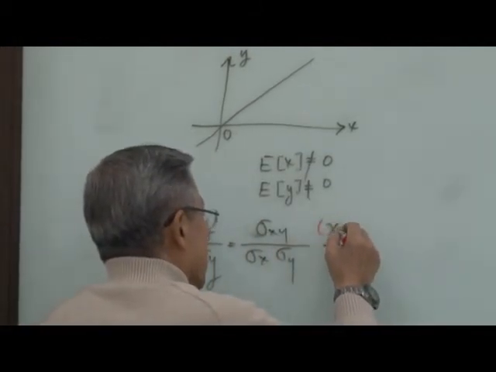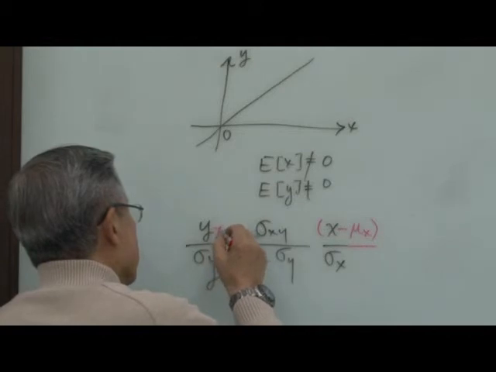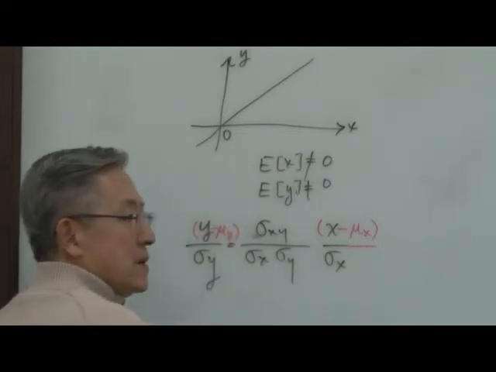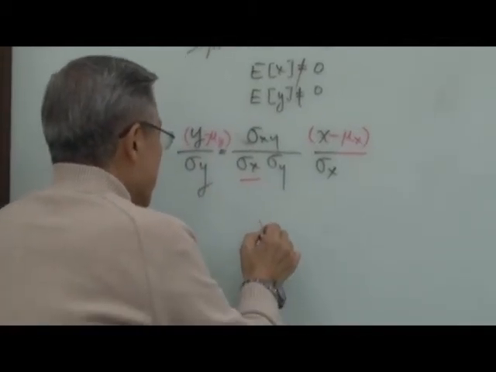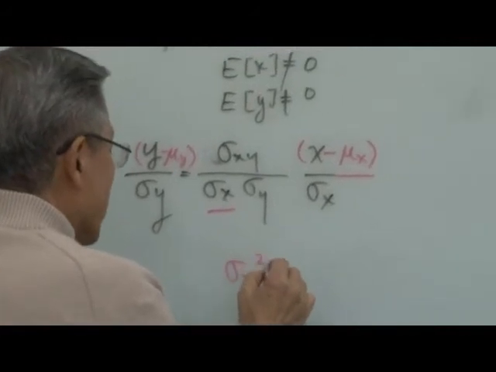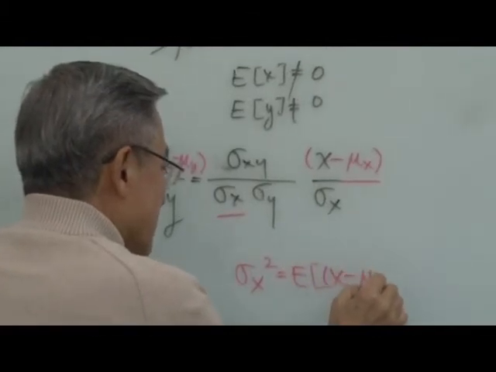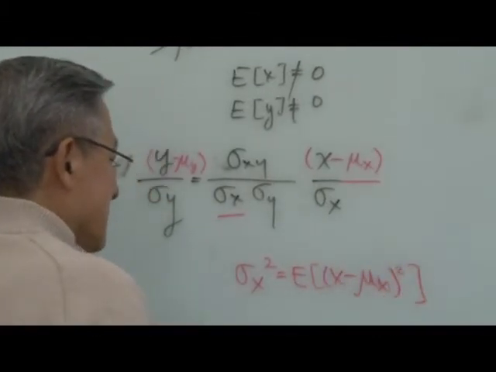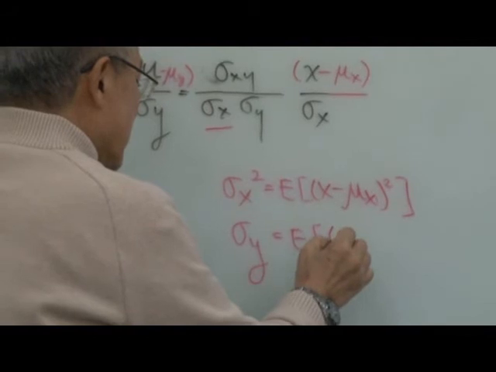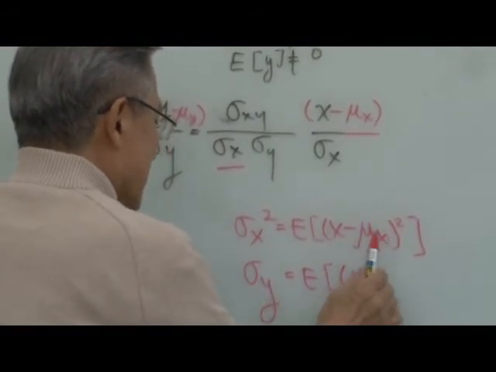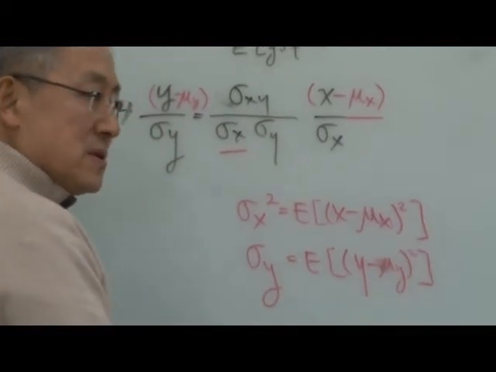X has to be changed with y minus mu y, right? And this guy, sigma x square, has to be equal to not x, mu x square. Sigma y has to be equal to the y minus mu y square, right? Yes.